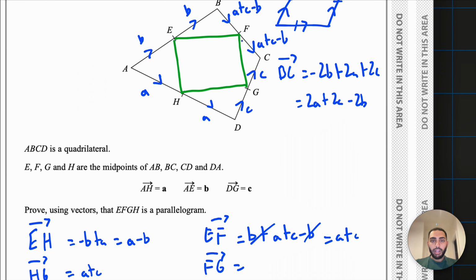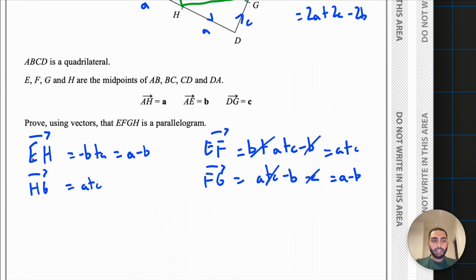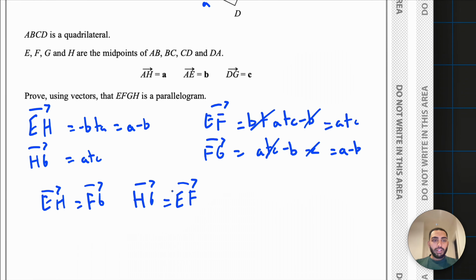FG, we're going F to G, so we're doing a plus c minus b. And then we're going C to G, so we're going backwards, so it's minus c. And these c's will also cancel out, so a minus b for that one. And now I can see that EH is the same as FG. And I can see HG is the same as EF. And that's telling me that EFGH is a parallelogram.